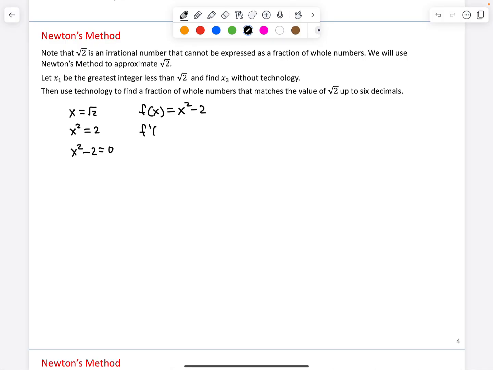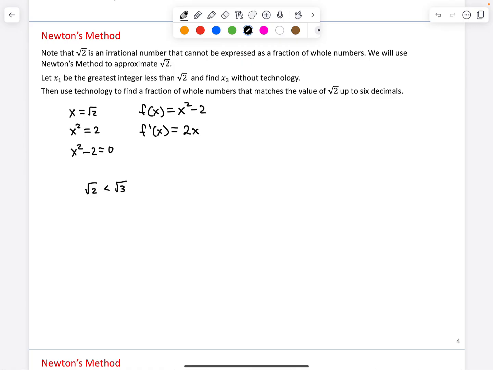Of course, we'll need to know the derivative. So the derivative of this function is 2x. And we're told to let x1 be the greatest integer less than square root of 2. So in this case, we want to find 2 consecutive whole numbers between which we find the square root of 2. Well, the square root of 2 will be less than the square root of, if you increase the radicand, then I know the square roots will preserve that same relationship.